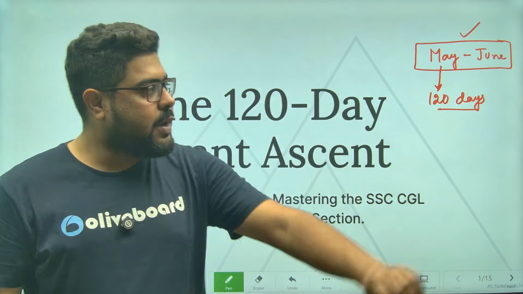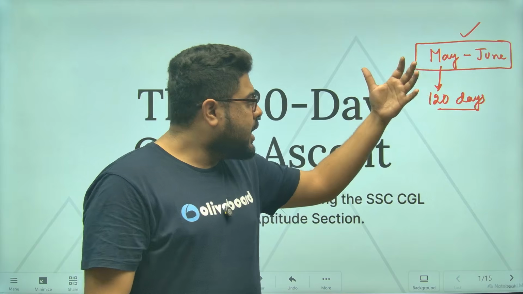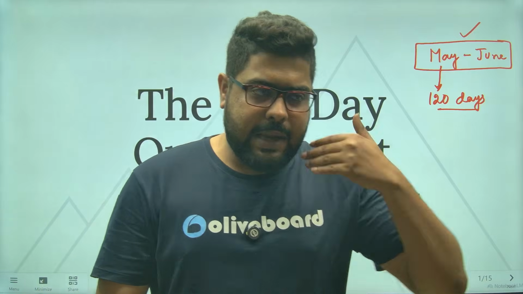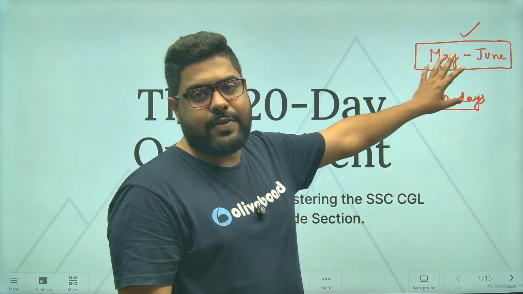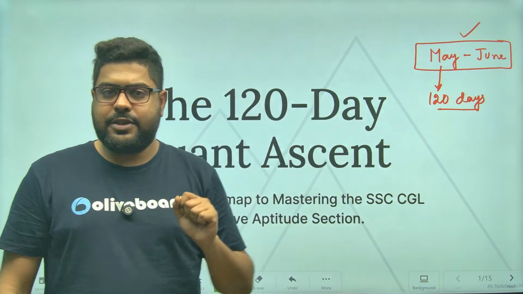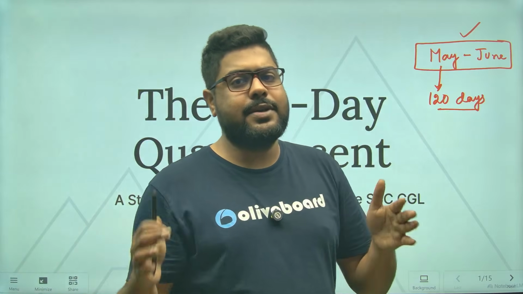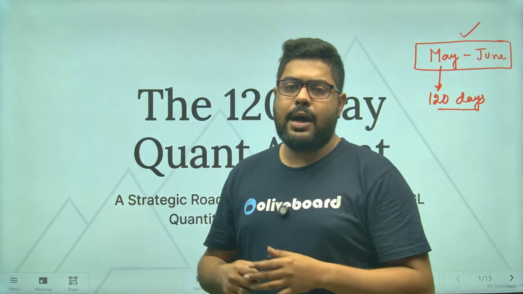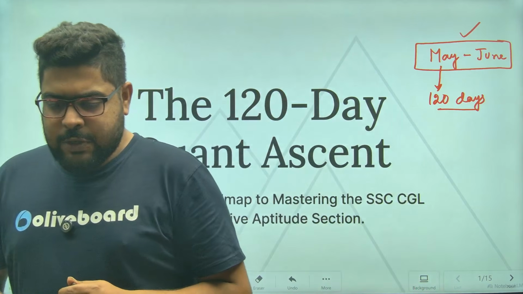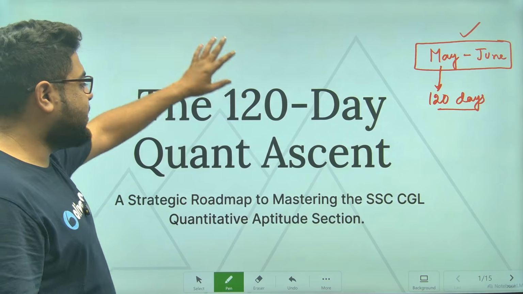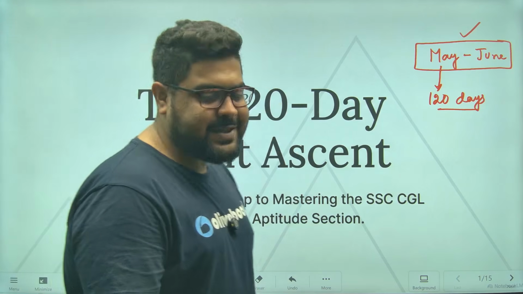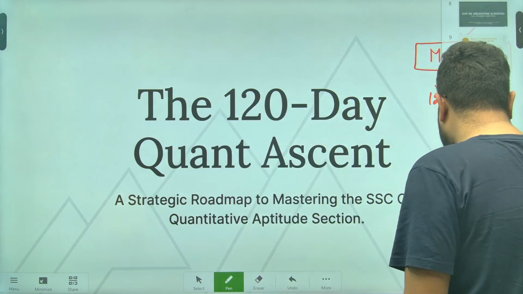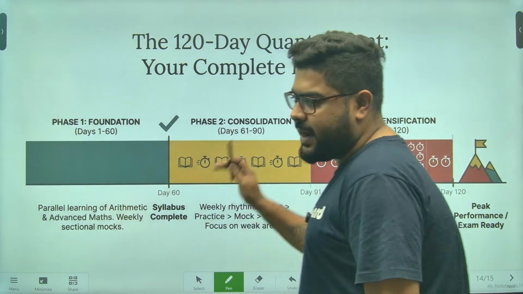So let me give you a proper study planner for 120 days. How should you properly go about this 120 days on quantitative aptitude, so that your entire syllabus, your revision, your mocks, everything can be covered in a proper way. Okay, so this is the quant ascent for 120 days. So let me just first of all give you the first breakdown that I have done.